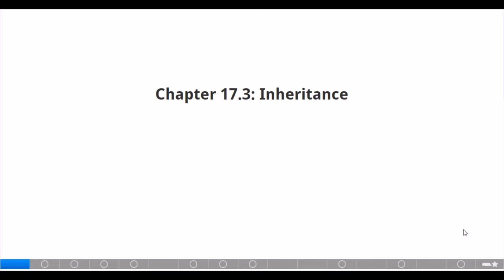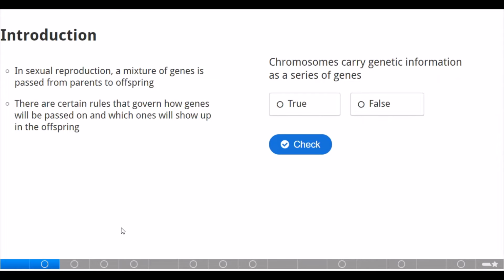On today's episode of IGCSE Biology, we'll be looking at inheritance. In sexual reproduction, a mixture of genes is passed from parents to offspring. There are certain rules that govern how genes will be passed on and which ones will show up in the offspring.